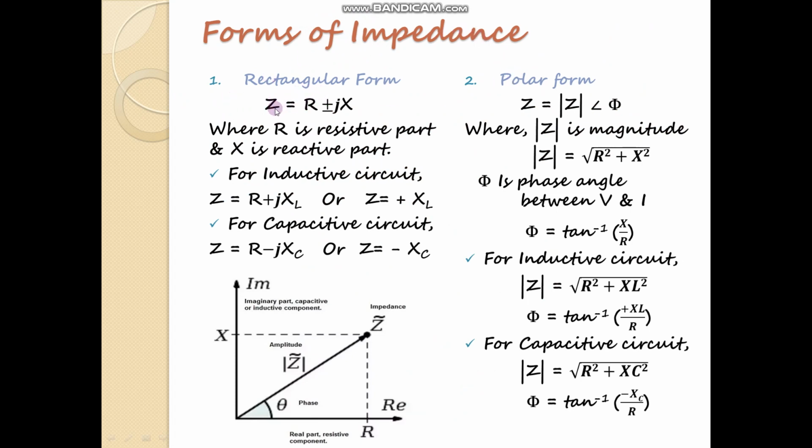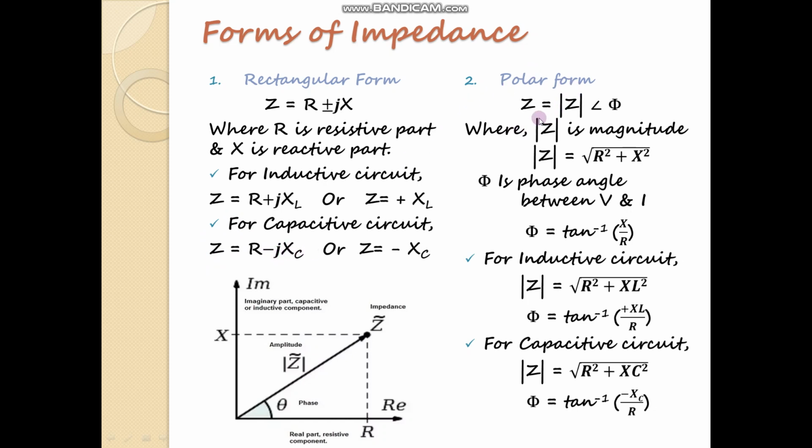Rectangular form is given by Z equals R plus minus JX, where R is the resistive part and X is the reactive part of the circuit. For an inductive circuit, Z is given by R plus JXL, and for a capacitive circuit, Z is given by R minus JXC.